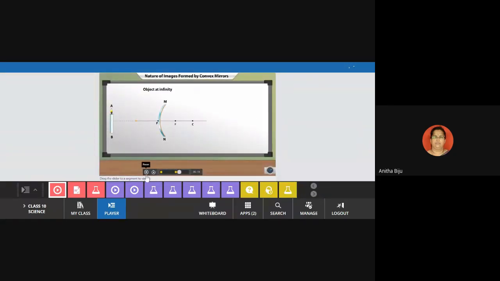If the object is at infinity, the reflected rays are divergent and appear to diverge from the principal focus behind the convex mirror.